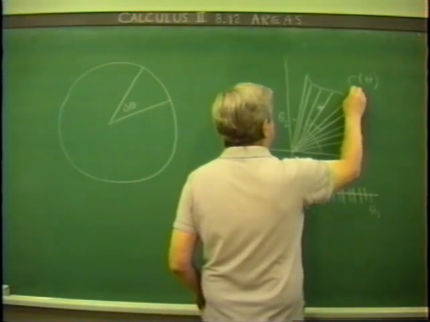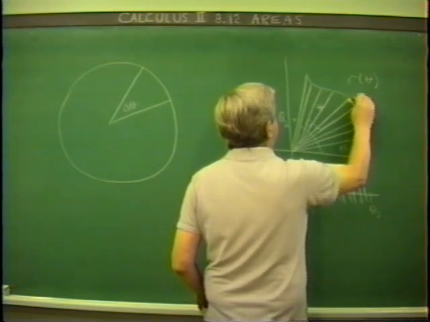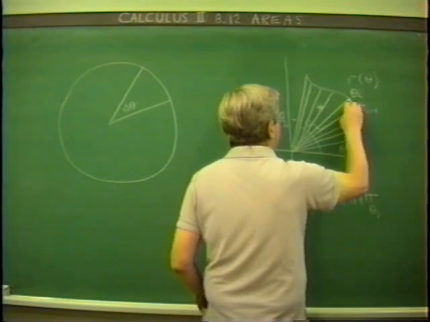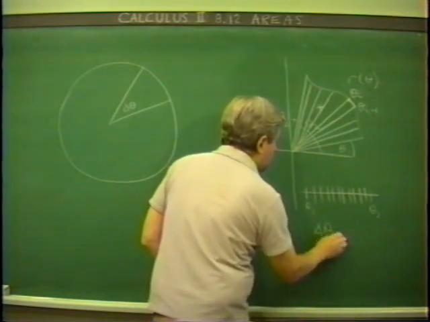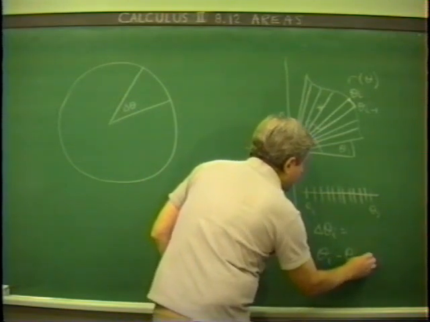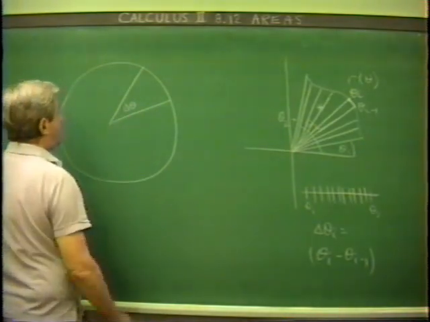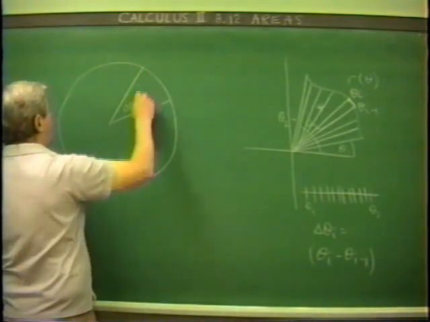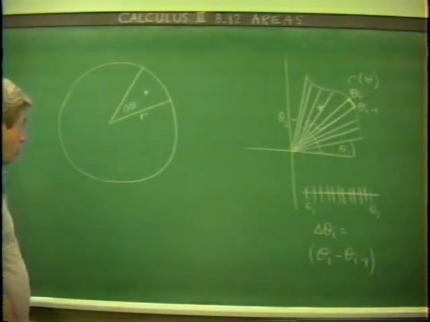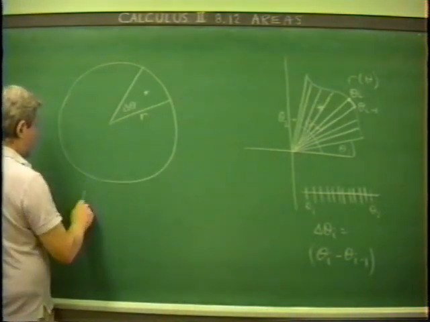Well, this angle here is delta theta i, or delta theta. This point right here will be r, well, the angle will be theta i. The previous one will be theta i minus 1, and we're going to want delta theta i to be equal to theta i minus theta i minus 1. So if this angle here is delta theta, and this is r, we want to know how much area there is here in this sector.